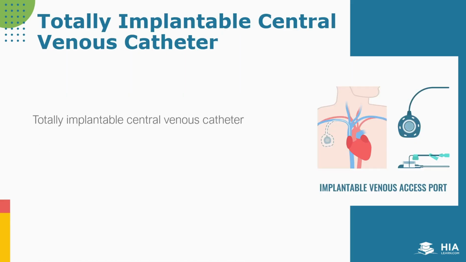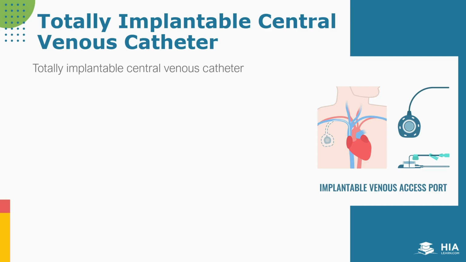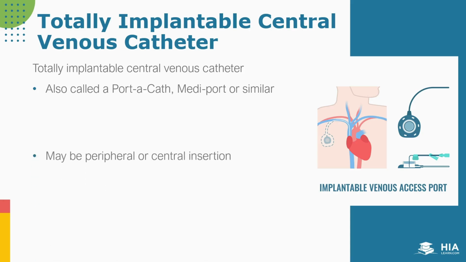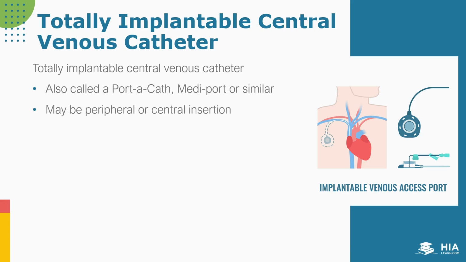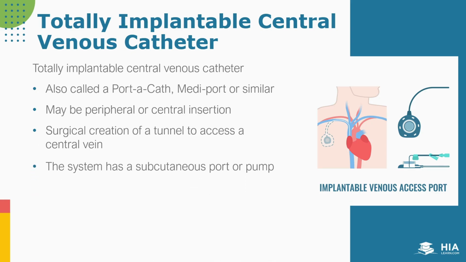A totally implantable central venous catheter, which may also be called a portacath or a metaport, includes an injection port and a catheter system. These systems may be inserted either peripherally or centrally. One end of the catheter is inserted into a vein, and the rest of the catheter is tunneled under the subcutaneous tissue. The port is inserted subcutaneously without any portion of it exiting the skin, which makes the device totally implantable.